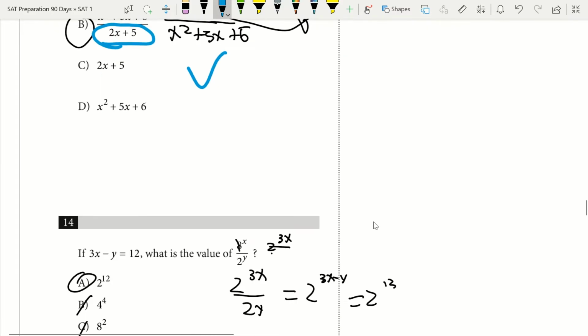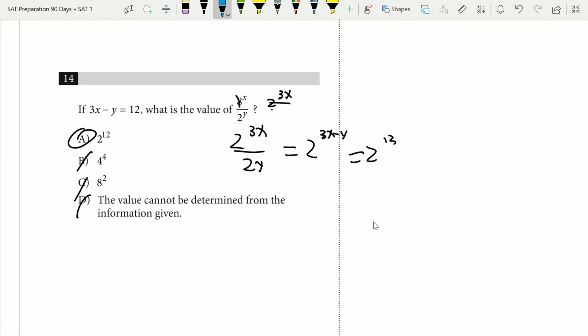14. If 3x minus y equals 12, I've got 8 to the x over 2 to the y. Solve for the value of that. I know 8 can be rewritten as 2 to the third. So now I've got 2 to the third x all over 2 to the y, which can be rewritten as 2 to the 3x minus y since they're dividing. And I know that since 3x minus y is 12, it must be equal to 2 to the 12. That one's checked. That one's correct as well.